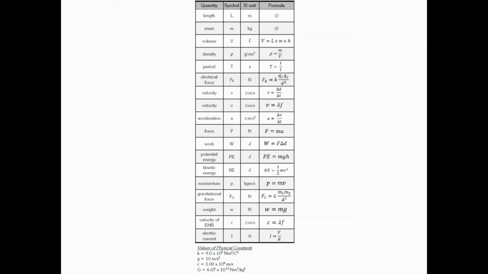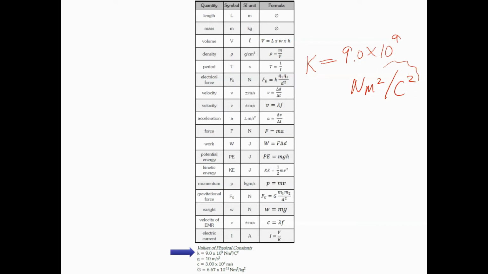It will be given to you on your reference sheet right down there. So k is equal to 9 times 10 to the 9th Newton meters squared per Coulomb squared. Ooh, that is quite the jumble of units. We're going to tackle that a little bit later on.